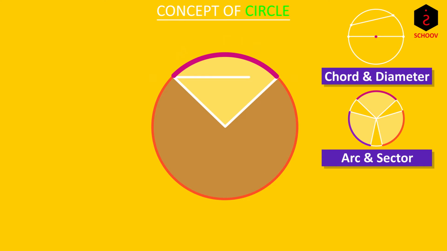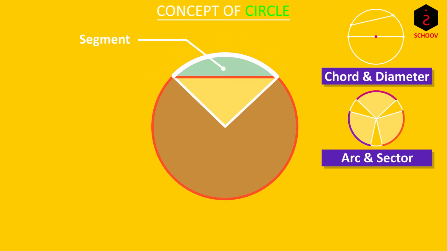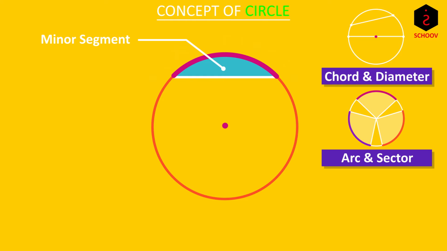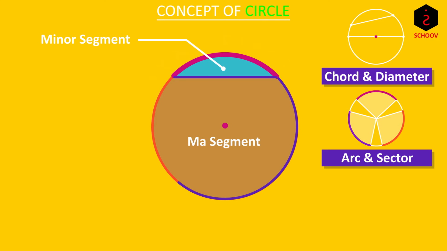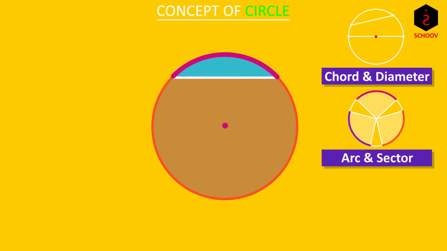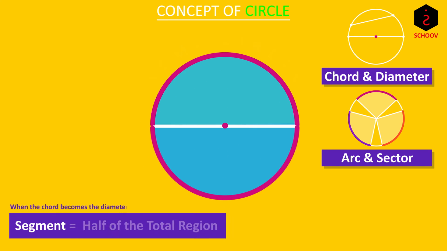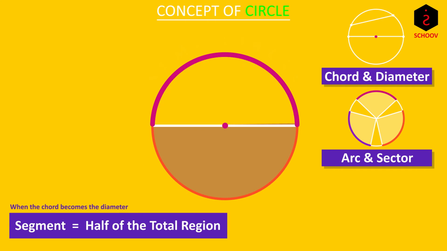Next, if we take a chord, this region between arc and chord is called segment. So, region between arc and center is sector and between arc and chord is segment. So, clearly this is the minor segment. And this is also a segment, the major segment. If we keep increasing the length of the chord, the segment keeps on increasing. And when the chord becomes a diameter, the segment is exactly half of the total region enclosed by the circle. And this segment is not a minor segment or a major segment.